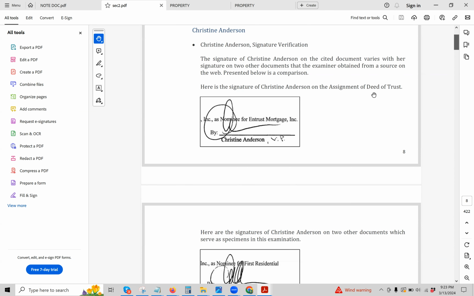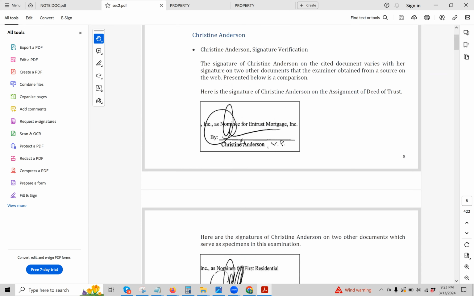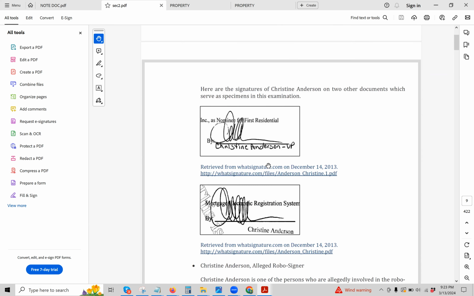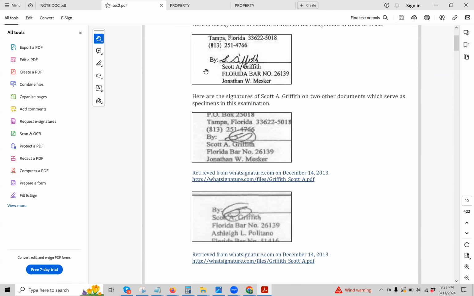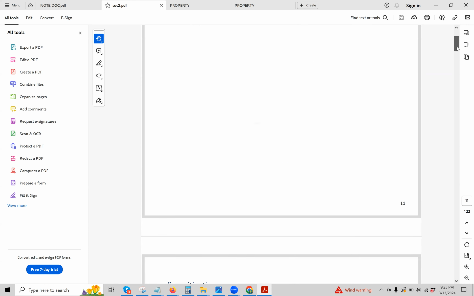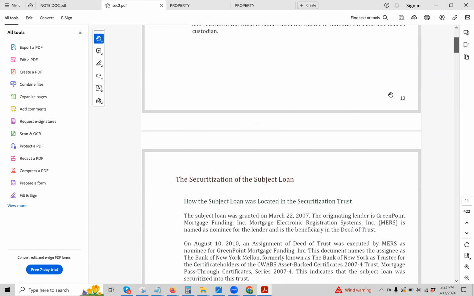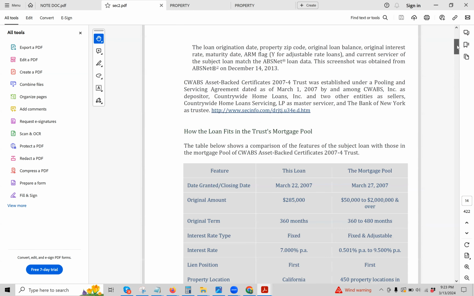Okay. This one actually had an example for some signature related issues here, as you can see, and there were some comparisons done in this particular report example. And you see these sometimes on certain documentation where there is a signature issue or possibly robo-signing or things of that nature. We're going to be focusing more on the securitization. Okay, so as we move down here.